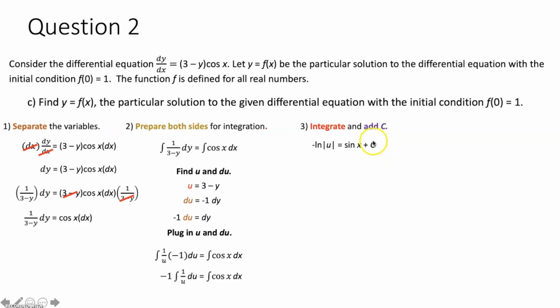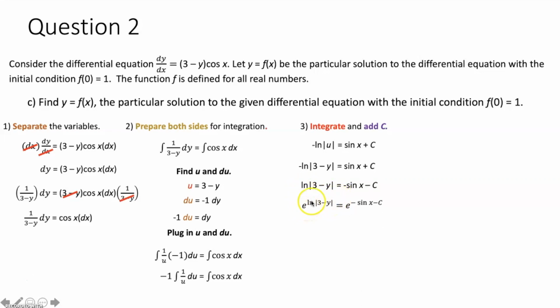So we leave that over here. Now we need to plug back in whatever we set u equal to, which is 3 minus y in this case. And now, is there any way we could solve for y? Yeah, we need to first get rid of this negative, so we're going to multiply both sides by negative 1. Remember over here to distribute, and then we need to get rid of the ln. So how do we get rid of ln? Well, we need to take the e of both sides.